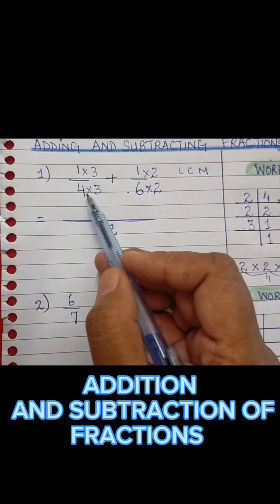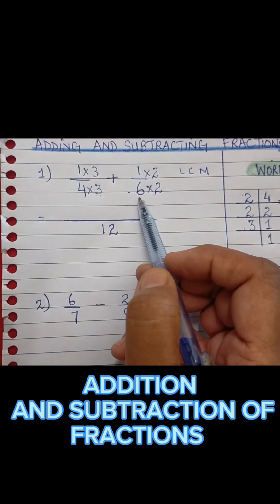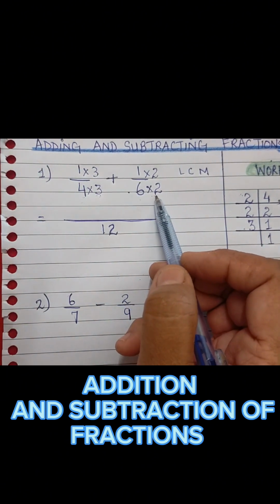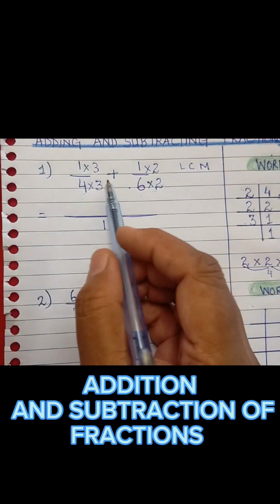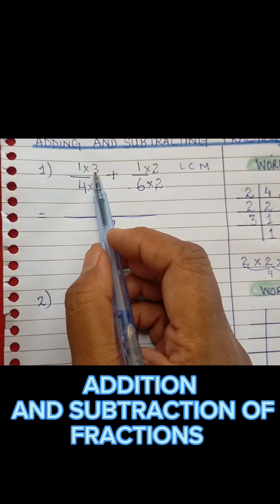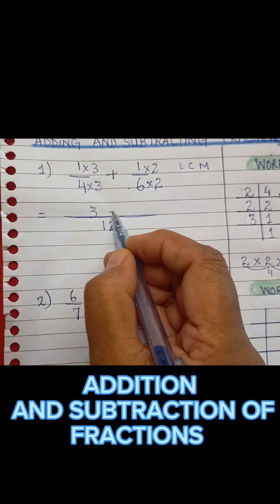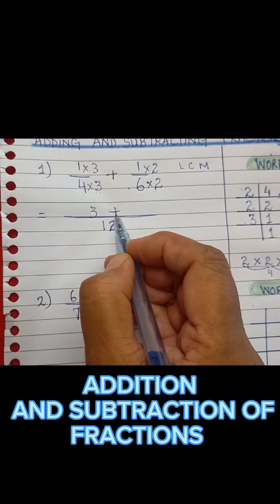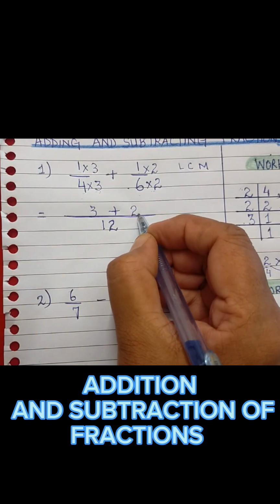Over here, 4 times 3 gives us 12. So I brought the 3 here. Over here, 6 times 2 gives me 12. So I'll bring my 2 over here. Okay. 1 times 3 gives me a 3. I put my plus sign in here. 1 times 2 gives me 2.